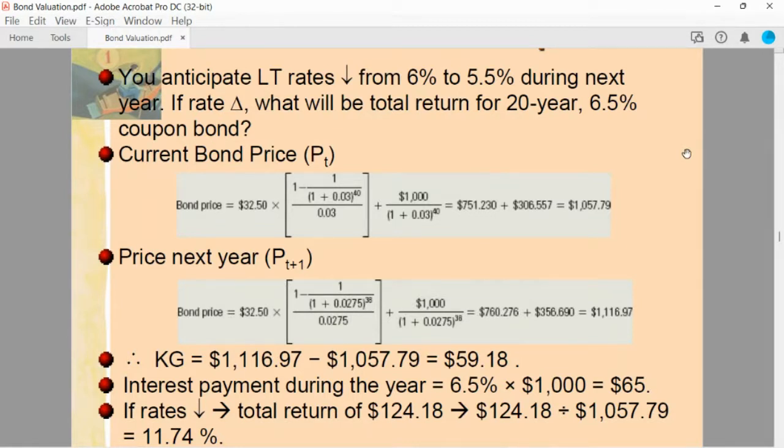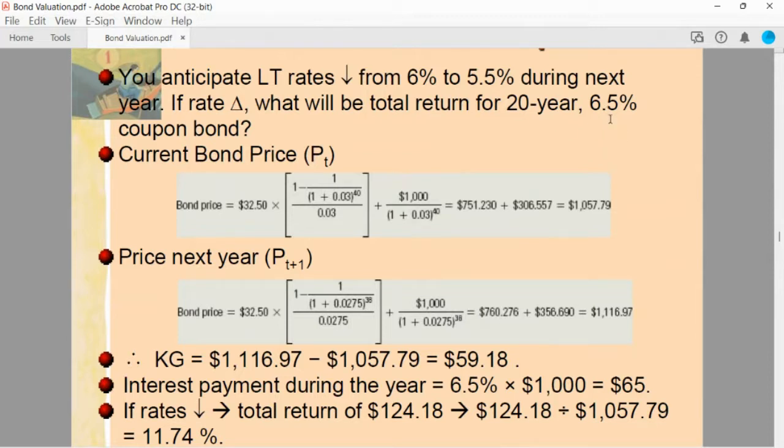But that means, let's see. If the rate changes, I've been telling you, delta is the symbol for change. If the rate changes, what would be the total return for a 20-year 6.5% coupon bond? The valuation will go up because the discount rate goes down. You have 20 years left, and the coupon is 6.5%. So we can calculate the bond price at time t now, right?